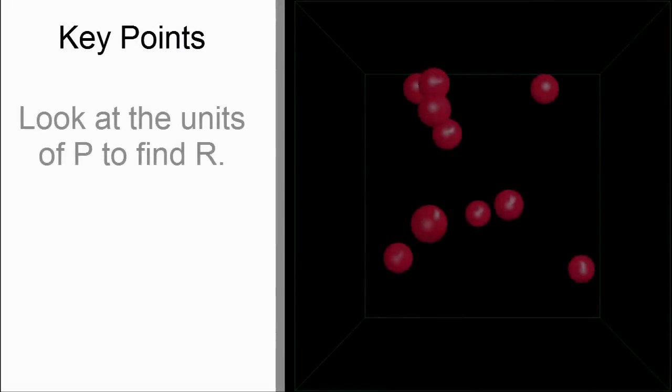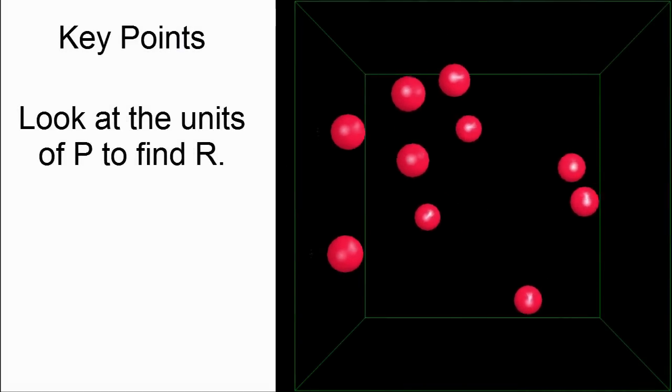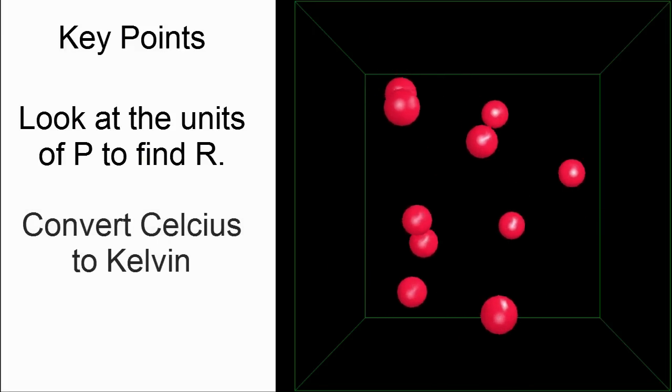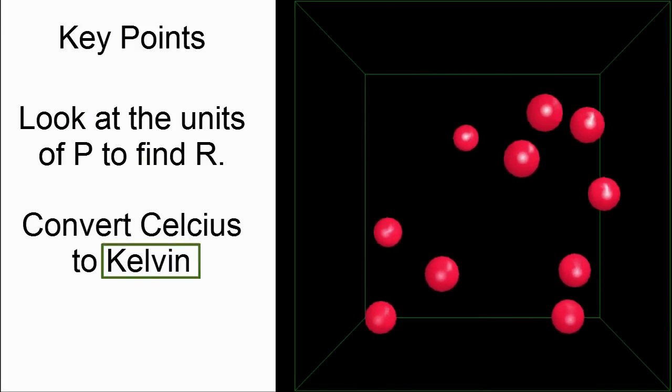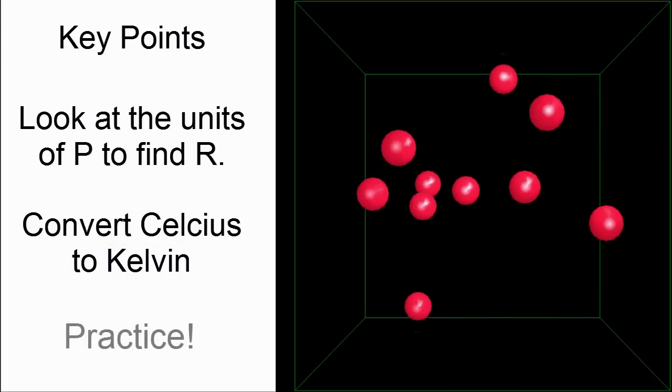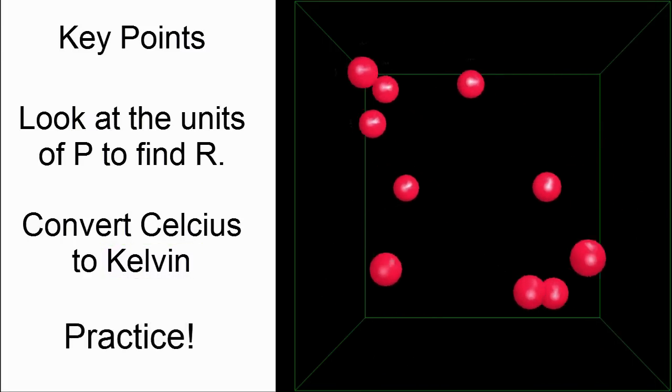So the key to solving these problems, look at the units of pressure to figure out which R to use. Always work in Kelvin. If you have Celsius, you need to add 273 to convert to Kelvin, and practice. The more practice you have, the better you'll get at this.